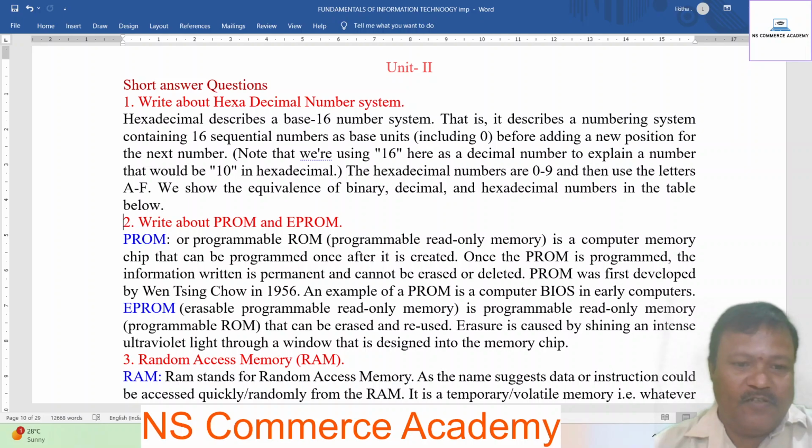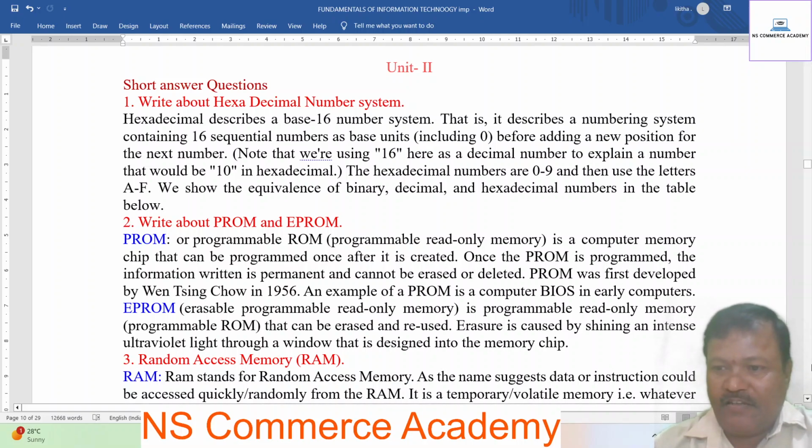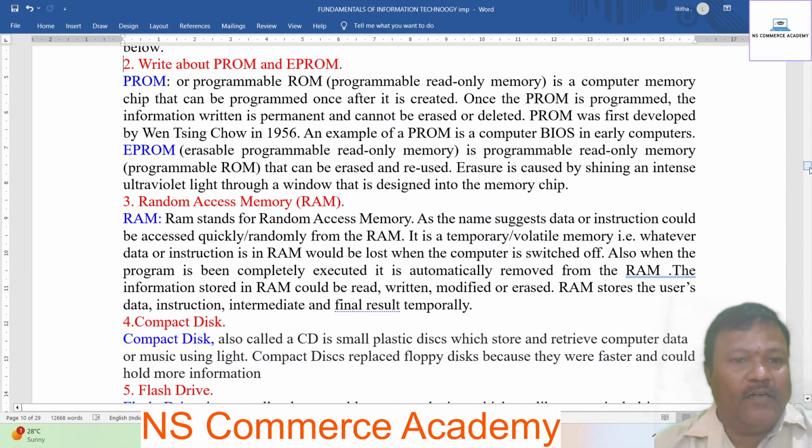Third question is random access memory or RAM. RAM stands for random access memory. As the name suggests, data or instructions can be accessed quickly and randomly from the RAM. It is a temporary or volatile memory. That is, whatever data or instructions are in RAM would be lost when the computer is switched off.